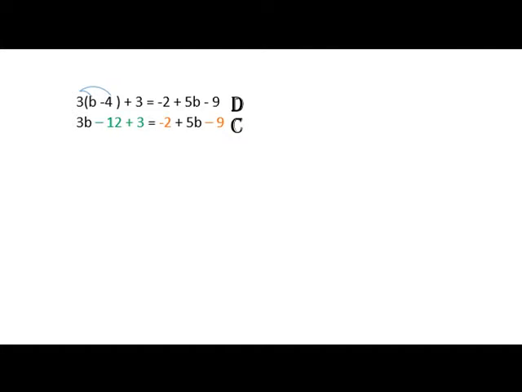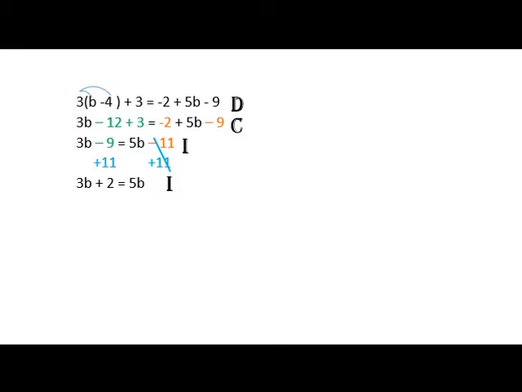The constants negative 12 plus 3 add to negative 9, and the constants on the right, the orange, negative 2 minus 9, give us negative 11, still on the right. I need to move things around in this equation, so I have my variables all on one side and my constants on the other. I'm going to do this using inverse operations. I'm going to add 11 to both sides of the equation. This removes the 11 from the right-hand side. Negative 9 plus 11 gives us 2 on the left-hand side.